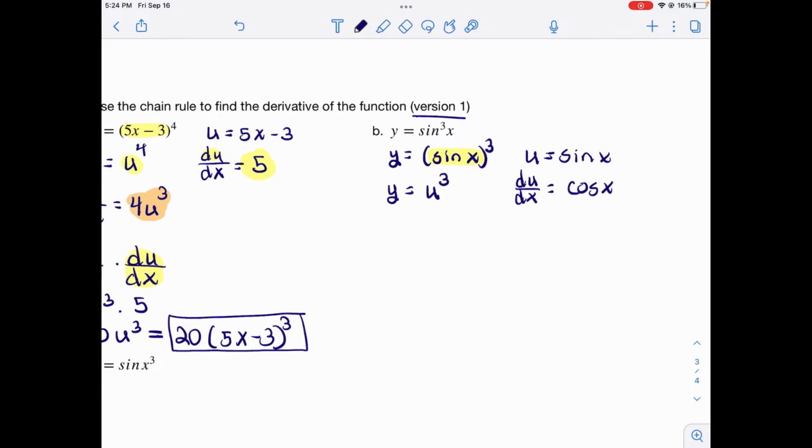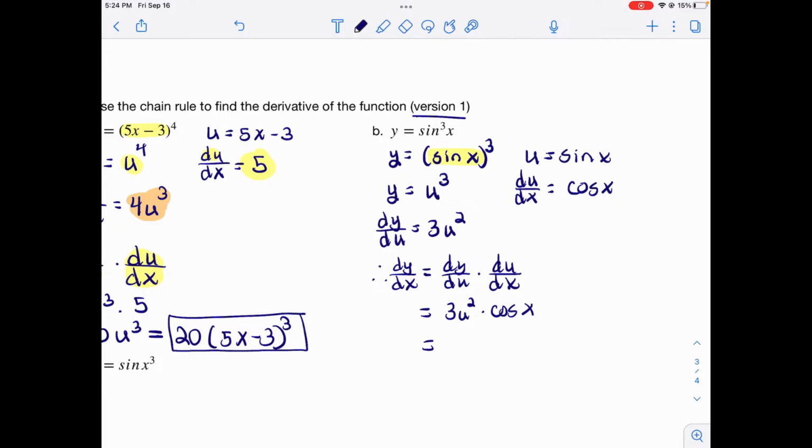So I'm going to rewrite y in terms of u, and I'm going to find the derivative of y with respect to u, which would be 3u squared. And then I'm going to use my definition of the derivative, which is dy/dx is equal to the derivative of y with respect to u times the derivative of u with respect to x. And so that would be 3u squared times cosine of x. And then I cannot leave it with the variable u, so I need to replace that u with what we found it equal to, which is sine of x. And then remember, with trig functions we don't leave it with the parentheses here, so we'd simplify this down to 3 sine squared of x cosine of x.